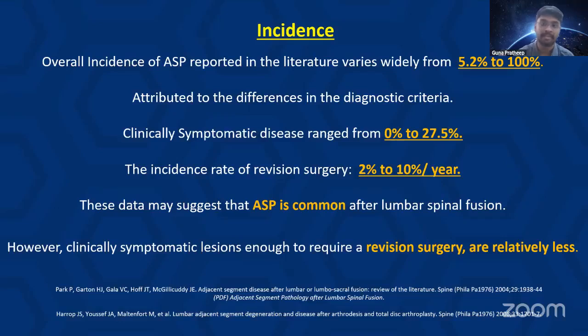In spite of this wide variability, if you see, the clinically symptomatic patients are almost 25 to 27%, and the overall revision rate is almost 2 to 10% every year. So this data suggests that even though adjacent segment pathology has wide variability in distribution, the clinically symptomatic patients undergoing revision surgery every year is relatively less.